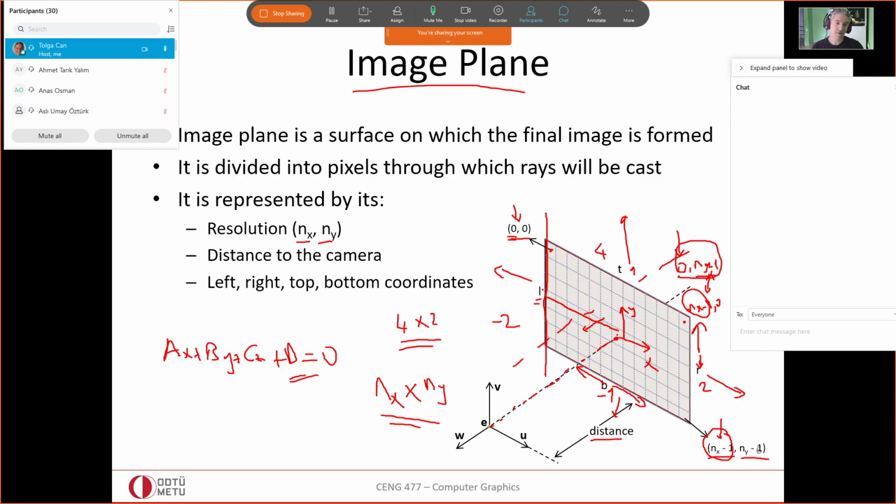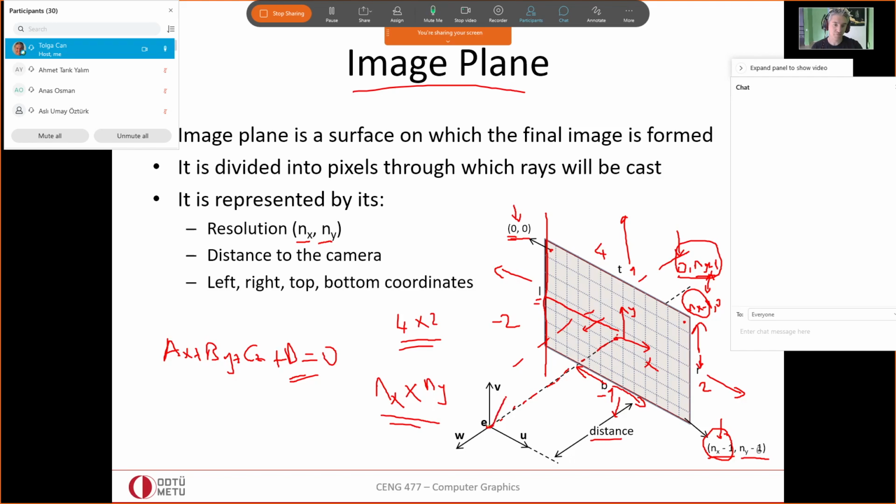The important parameters here are the size of the image window, which are given as scalars like -2, +2, -1, +1, assigned distances, and the resolution of the image, nx and ny. nx is the number of columns in a row, and ny the number of rows, so the width and the height of the image. We are also given the distance of the image plane from the eye point. That distance determines our perspective field of view. If the distance is closer to the camera, we are going to have a higher field of view.